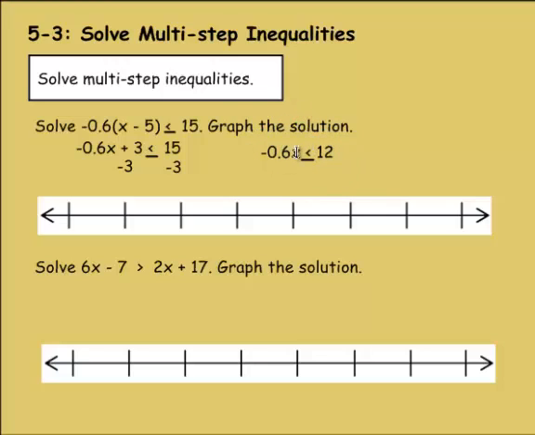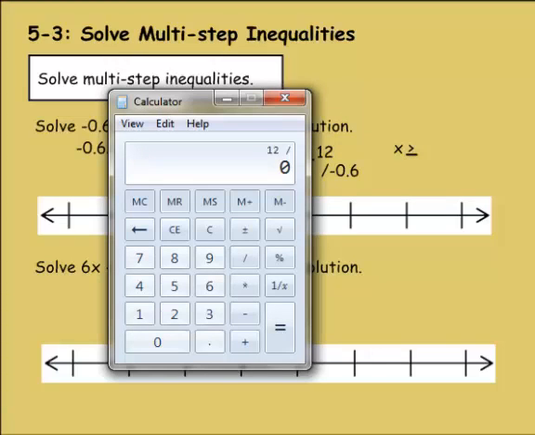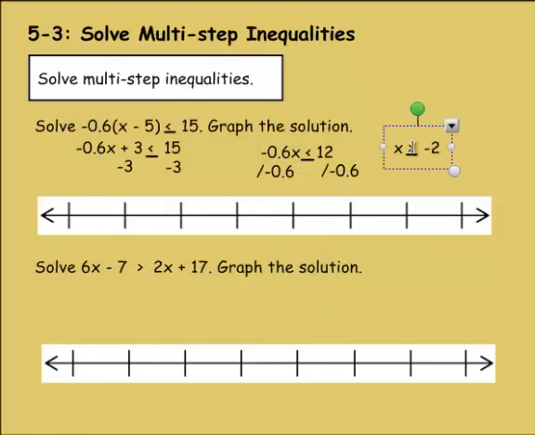Then if I'm going to isolate this x, I need to divide by negative 0.6, and we'll do that to both sides. So that'll turn it into a positive 1x. Because I divided by a negative, I need to flip this then, like we learned last lesson. So greater than or equal to, and then 12 divided by negative 0.6 would be negative 20. So x is greater than or equal to negative 20.